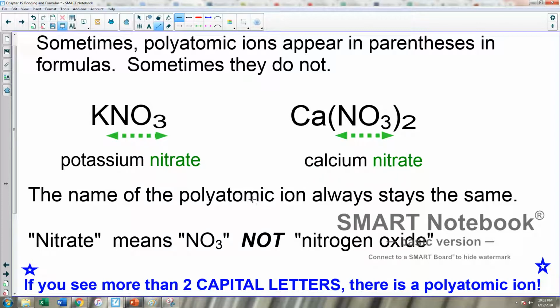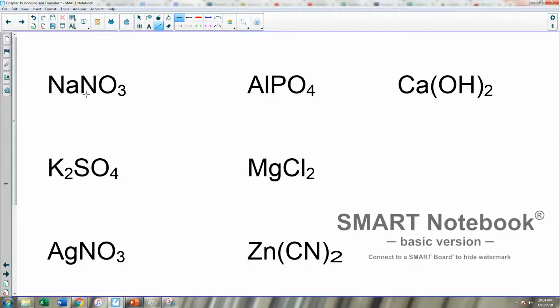Okay? So if you see more than two capital letters, you know that one of those is a polyatomic ion, because polyatomic ion would mean that you have to have several atoms together just to make up one of the ions. Okay, so I'll go through a couple examples with you.